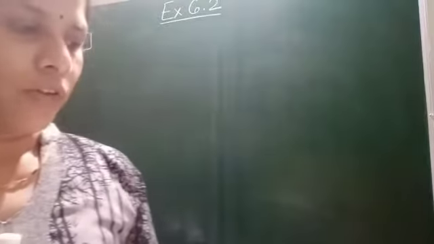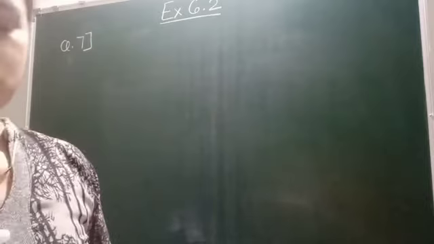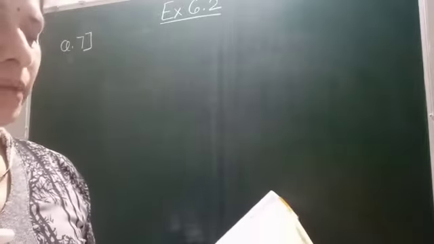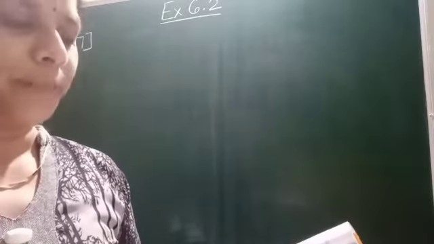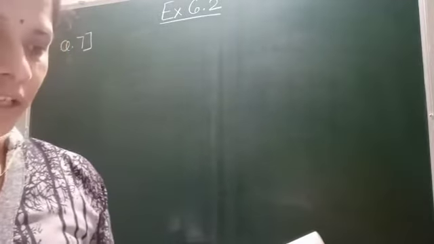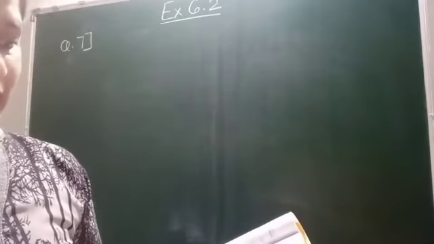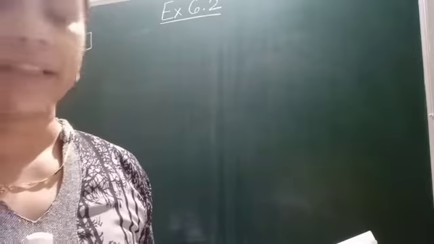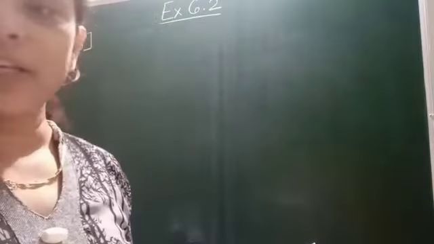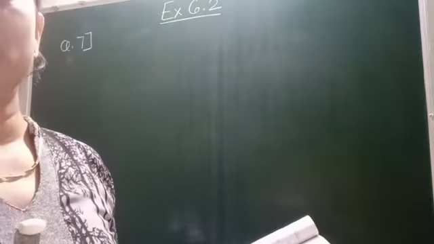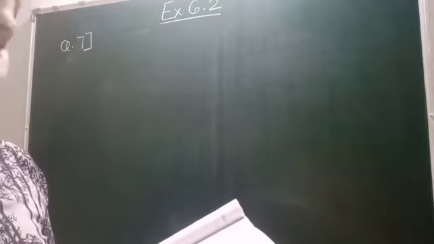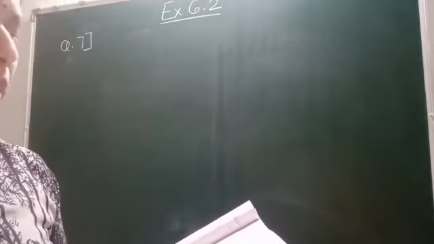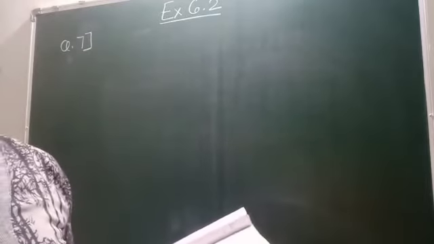Question number 7 of this exercise is, using theorem 6.1, it means basic proportionality theorem, prove that a line drawn through the midpoint of one side of a triangle parallel to another side bisects the third side. That we have to prove that. Okay, diagram is not given here, so first we will read the question once again, and according to the question we will draw the diagram. Prove that a line drawn through the midpoint of one side of a triangle.